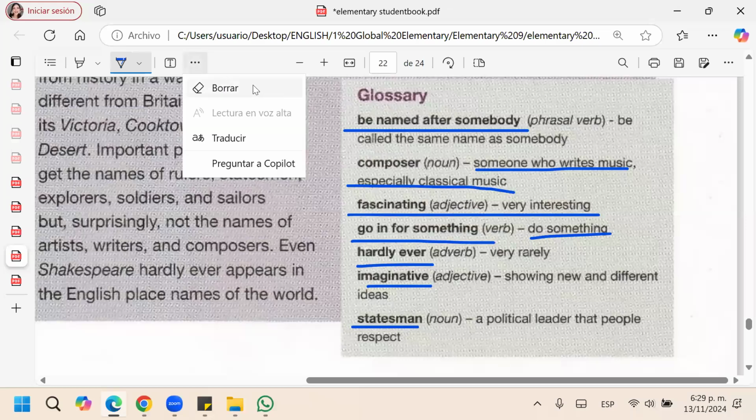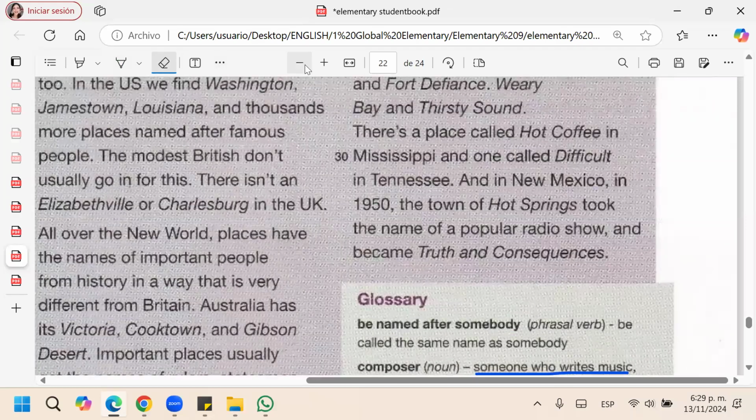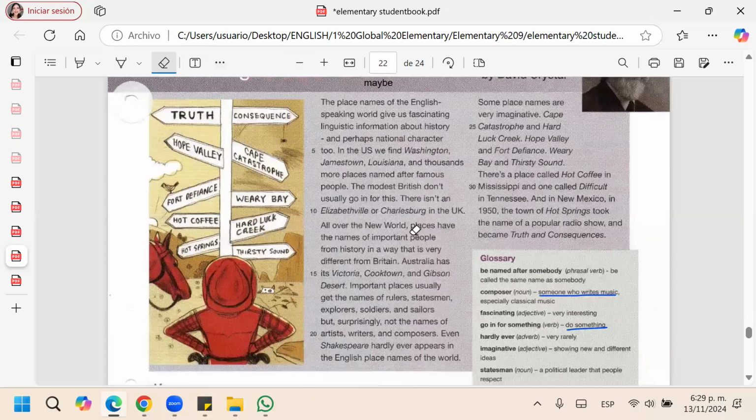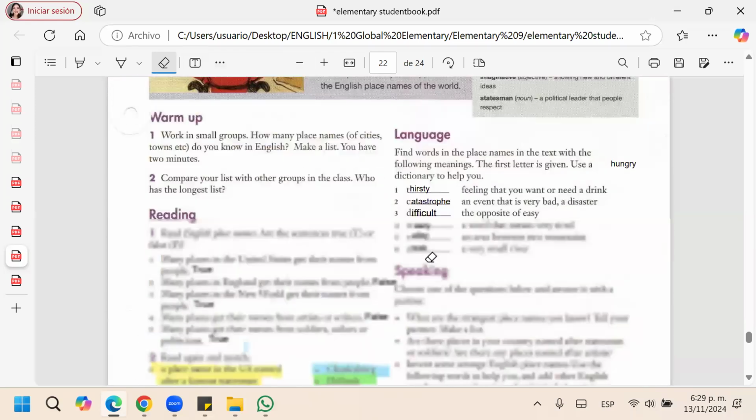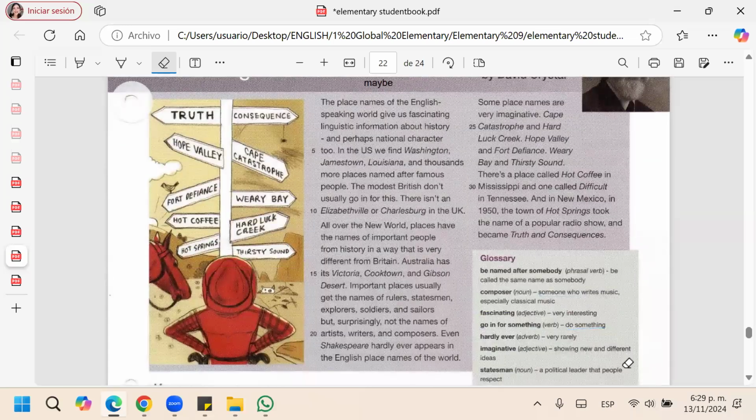Okay, so tell me, is there another word that you don't know that you want to know from here? Tell me. Any other word that you don't understand? No? Yes?